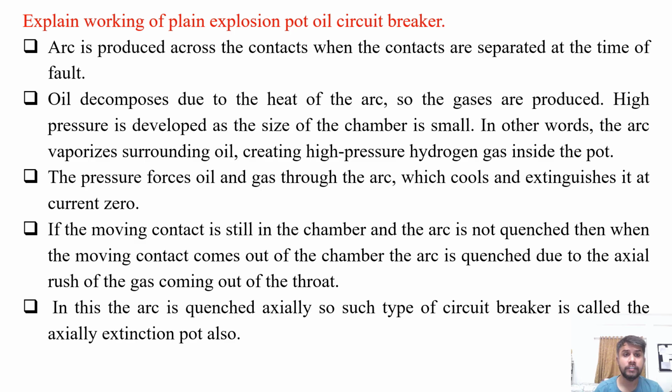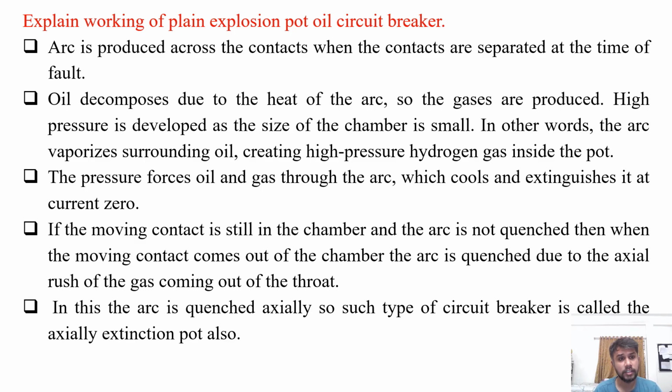Explain working of plain explosion pot oil circuit breaker. So, plain explosion oil circuit breaker works very simply. Arc is produced across the contacts when the contacts are separated, means the moving contact is separated from the fixed contact at the time of fault, which causes the arc, and this arc struck between these two contacts decomposes the oil due to the heat produced by the arc. So, the gases are produced. High pressure is developed as the size of the chamber is small.